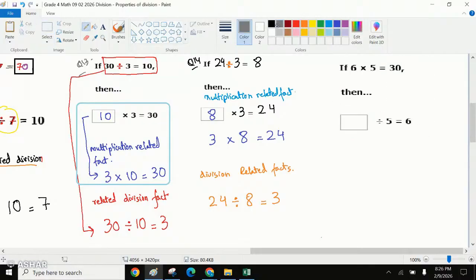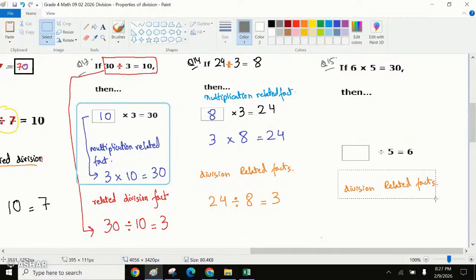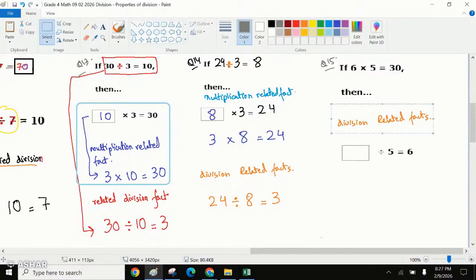Okay. For the next question, question number 15, let's say we write both the division related facts. Okay. Let's write both the division related facts over here. Because there are always two division related facts, two multiplication related facts. So we know that 6 multiplied by 5 was 30. This was multiplication, right? Then we know that 30 when divided by 5 would be equal to 6.